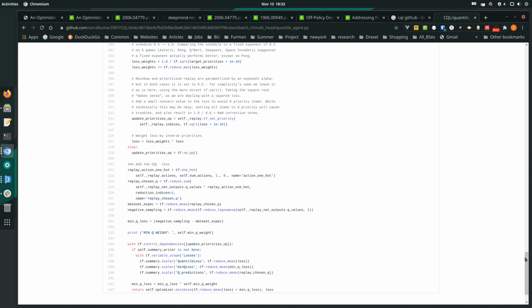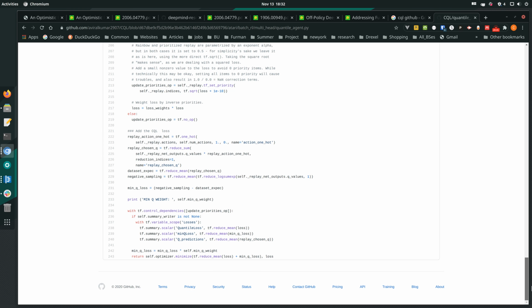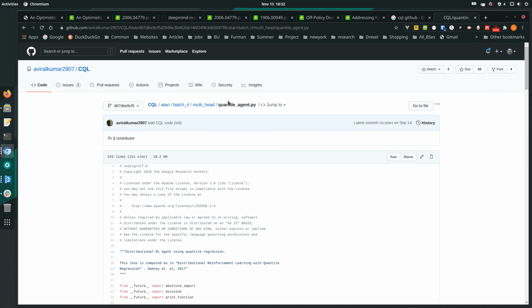Oh, here it is. It's in a quantile agent, and finally in the end you see it add the CQL loss. But why is everything in multi-head, although they say use fixed replay? That's weird. I'm not sure I understand what fixed multi-head means in this context.